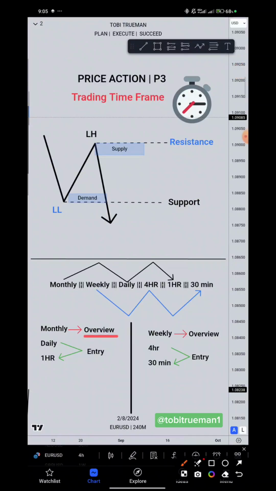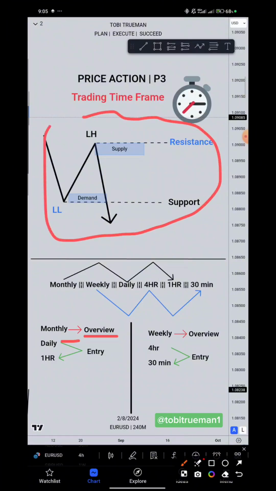Then I will go to the daily time frame and be able to mark out all these entries we are going to be seeing on our entry model, all those things. So I'm going to mark out on the daily time frame. Then I can also check on the 1 hour time frame what the price is doing there. If I see my entry model, I can take it.